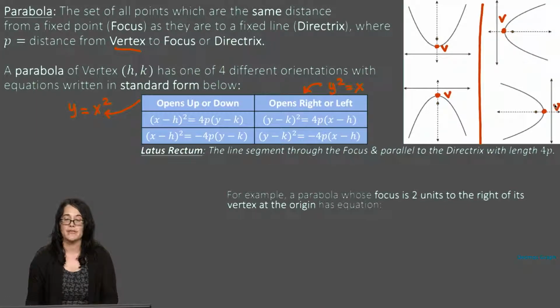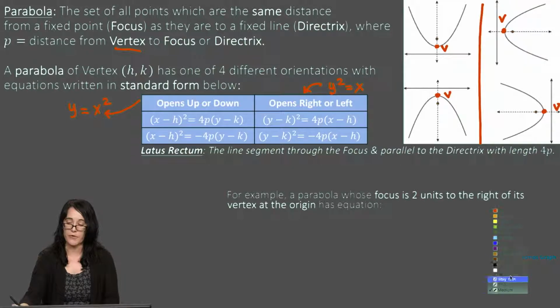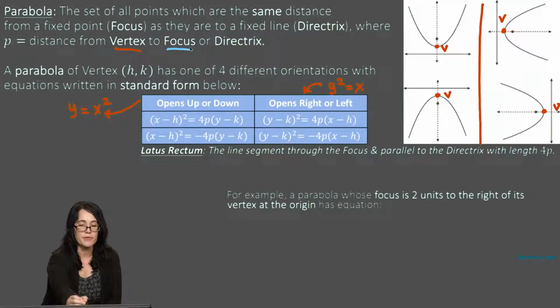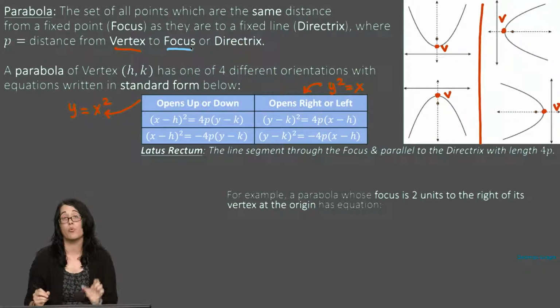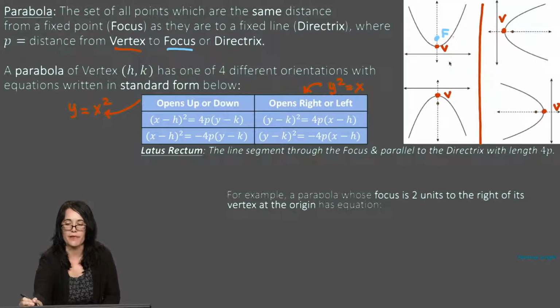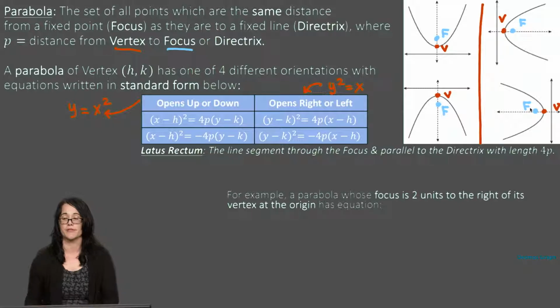But as far as the other two new types of information, the focus and the directrix, let's take a moment to define each of those. When we mention the focus, that's going to be a point inside of the orbit of the parabola. So for example, this point here, this is what we mean by our focus. This point below the parabola opening down is our focus. This point to the right of the parabola opening right is our focus. And this point to the left of the parabola opening left is also our focus.